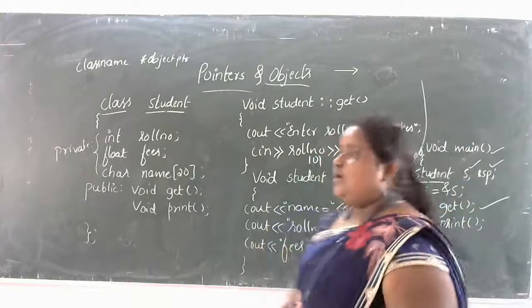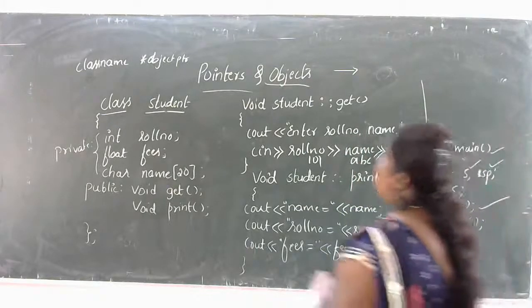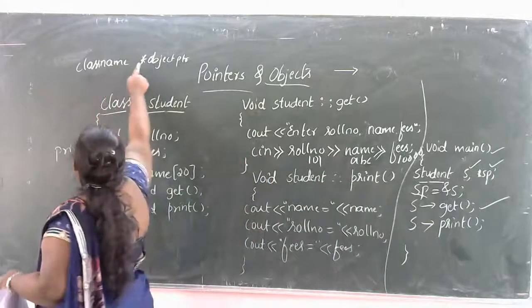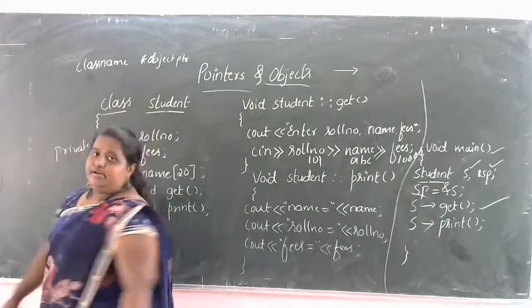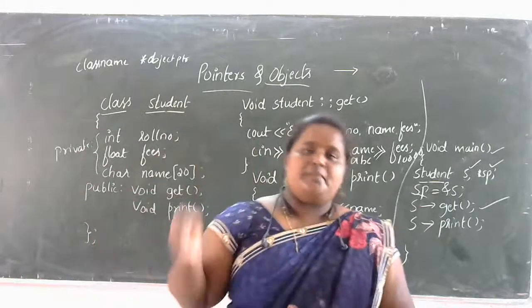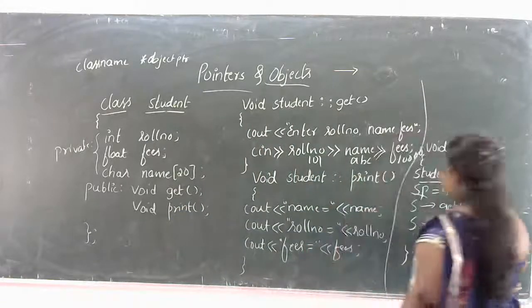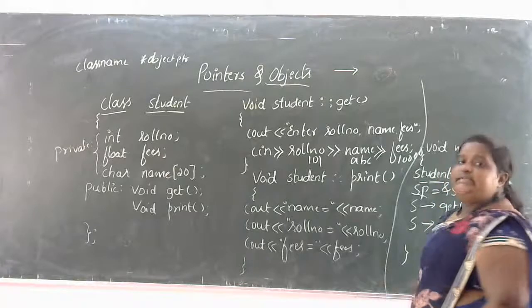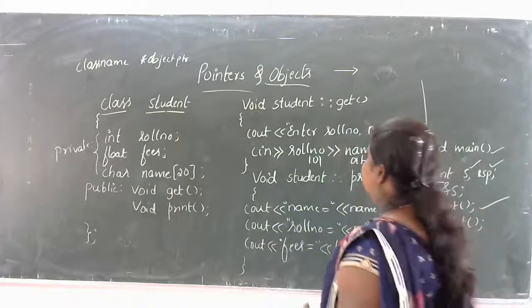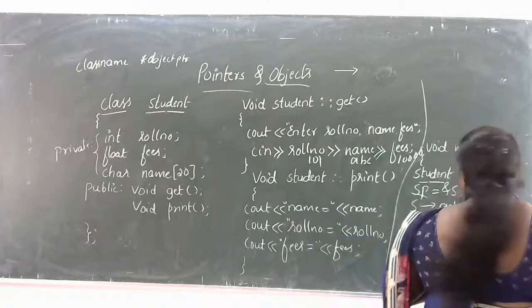This is about pointers and objects. How is the object pointer declared? The syntax is class name, star, object pointer, and you all know the variable and the pointer variable should be of the same data type. Here also the object and object pointer are of student type. Okay.